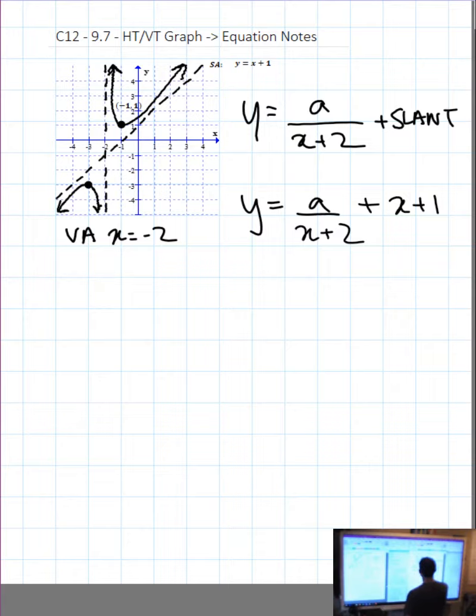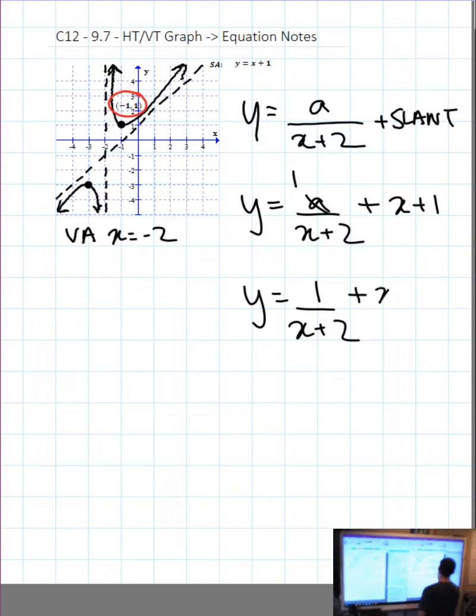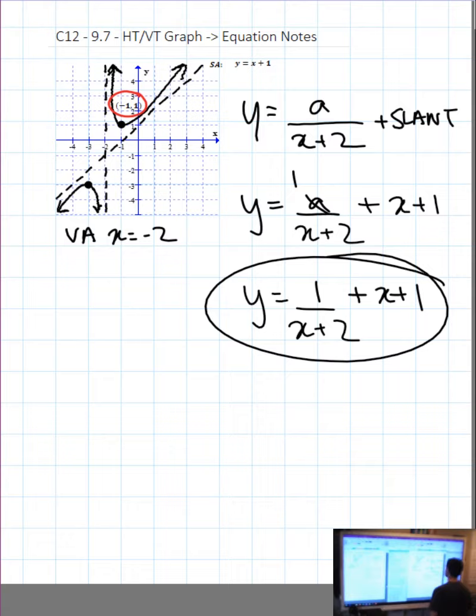Again, we have a point on the graph, -1, 1, substitute it in for x and y, figure out what a is, find out that a is equal to 1, so we can rewrite it. Y equals 1 over x plus 2 plus the slant x plus 1. That's one form. You could add and subtract fractions to get into one equation, etc. Put it in your graphing calculator, make sure it looks the same. So we've got lots of different methods. Sometimes we want to use one form, sometimes we want to use another, depending on the given information.